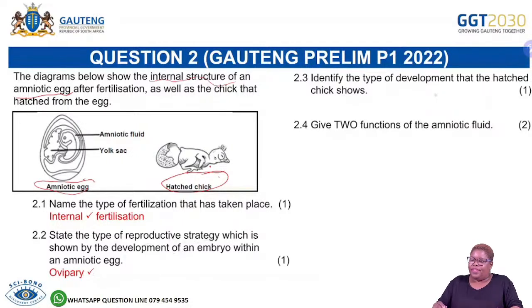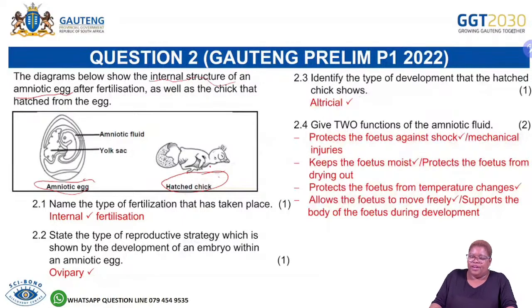So identify the type of development that the hatched chick shows. This is the hatched chick. It shows altricial development. Remember, we have spoken about the altricial development, differentiating it from the precocial development. Are they born alive? Yes. Their eyes, can they move? Ask yourself those questions. Give 2 functions of the amniotic fluid.